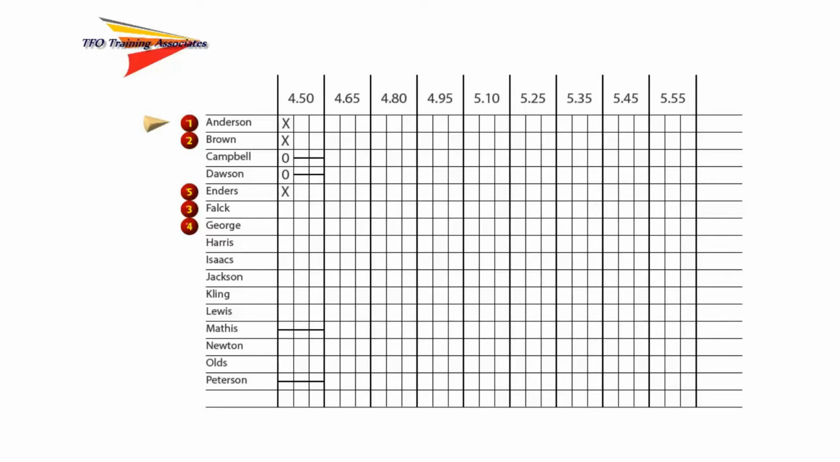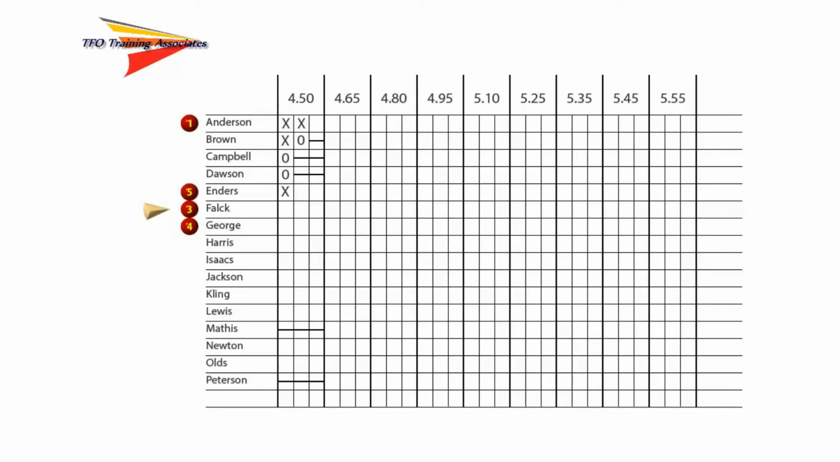Move the up indicator to Anderson for his second attempt. Anderson fails a second time. Indicate this by placing an X in his second box on his row. Move the up indicator to Brown. Brown clears the bar in his second attempt. Enter a 0 in the second box and draw a line through the third attempt box under 4.50 meters. Falk is now up for his first attempt.